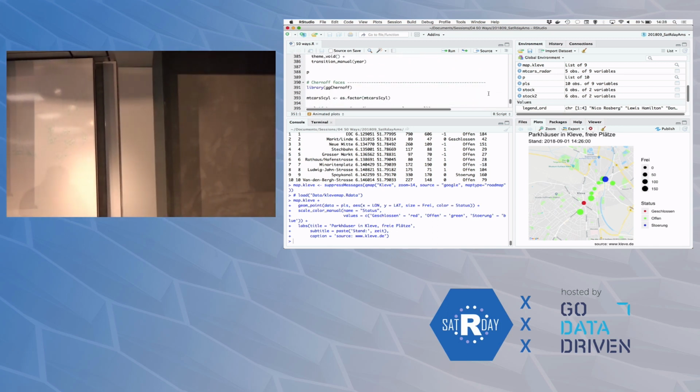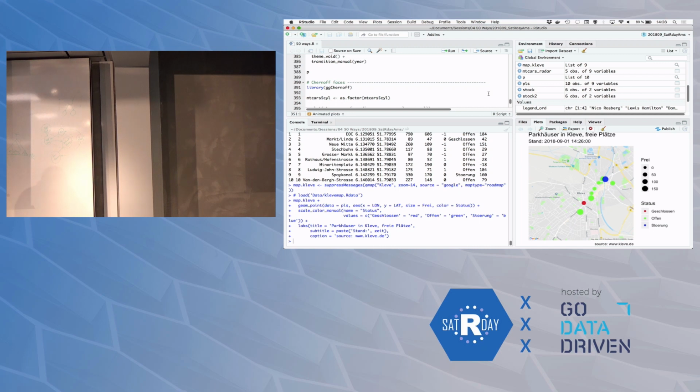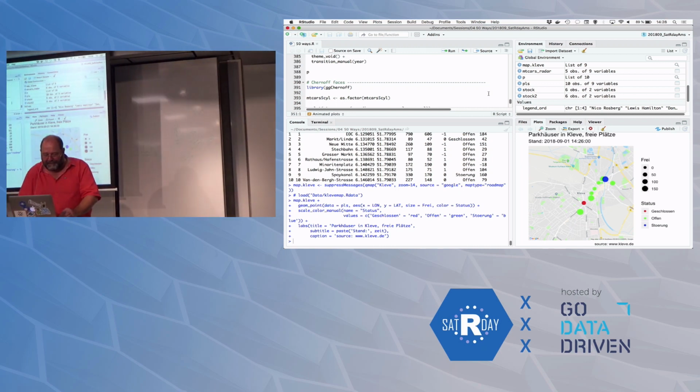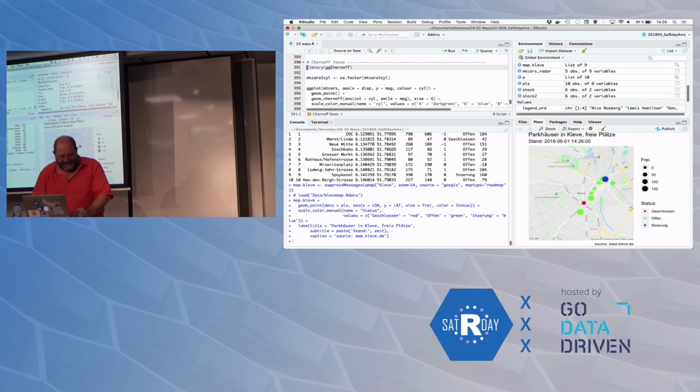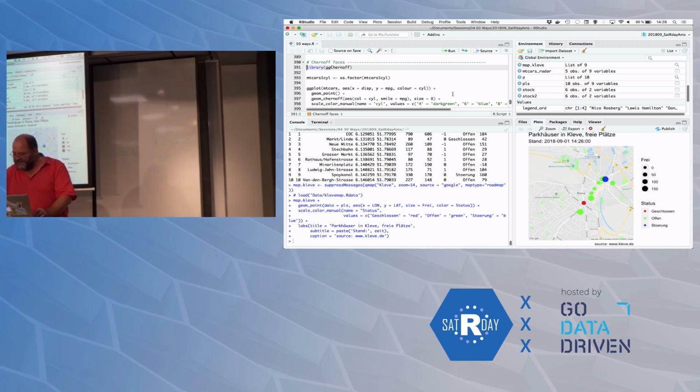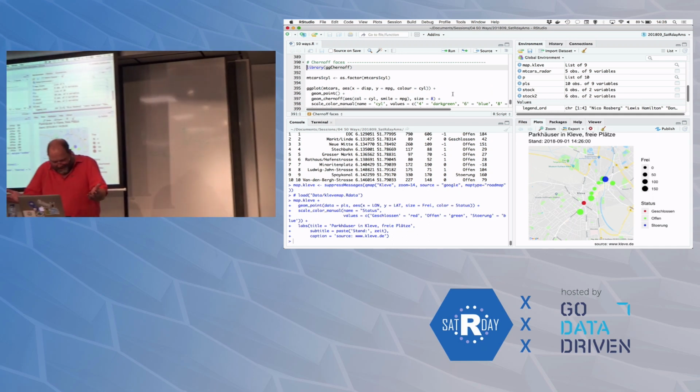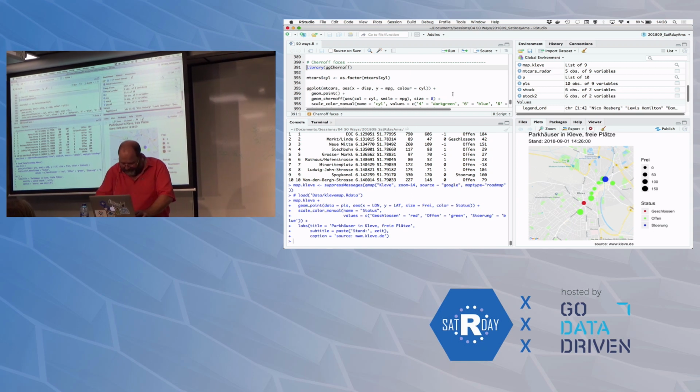Who was it? Were you involved? Oh, no, it's Thomas Lin Pedersen. Write him an angry email. It didn't work, nothing worked. I mean, forget it.